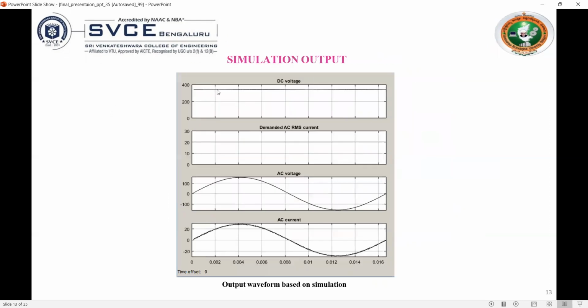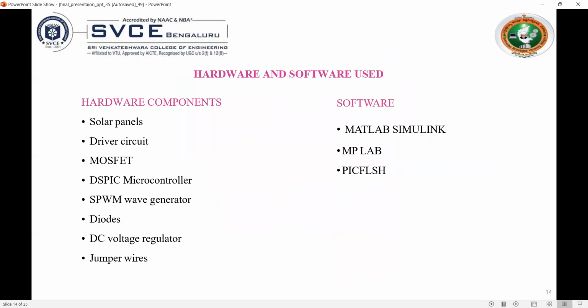And this is the simulation output. There will be DC voltage and demanded AC RMS current, and we will get AC voltage and AC current. Coming up to the hardware and software used, the hardware components are solar panel, driver circuit, MOSFET, DSP controller, SPWM wave generator, diode, DC voltage regulator, and jumper wires. In software, we have used MATLAB Simulink, MPLAB, and PICFlash. MPLAB and PICFlash are used for our DSP controller. To write the embedded program we used MPLAB, and to dump the program we used PICFlash.